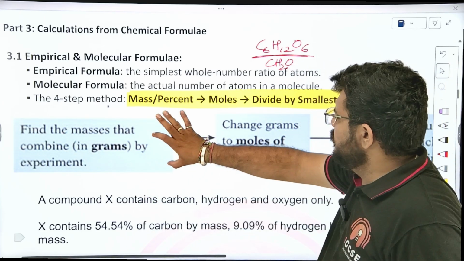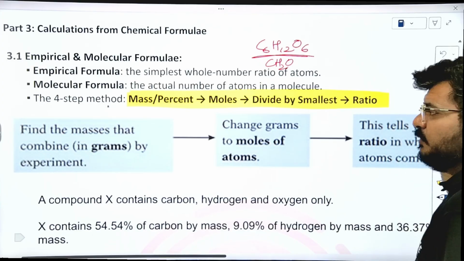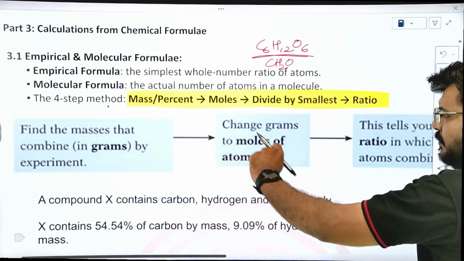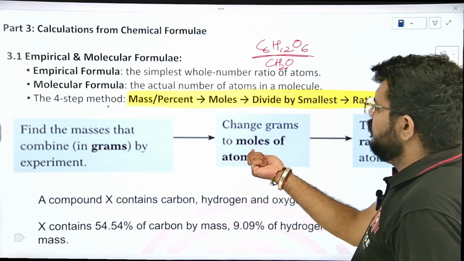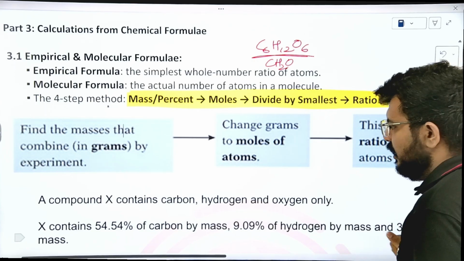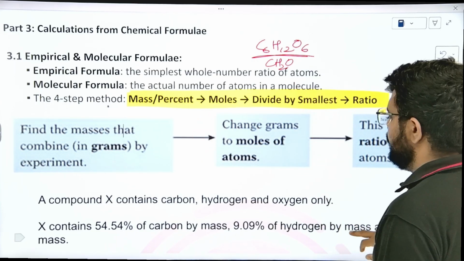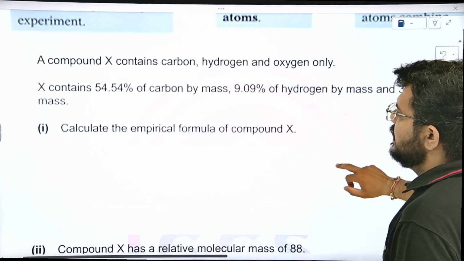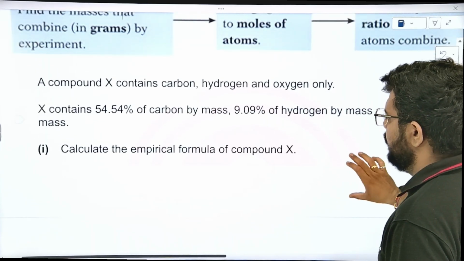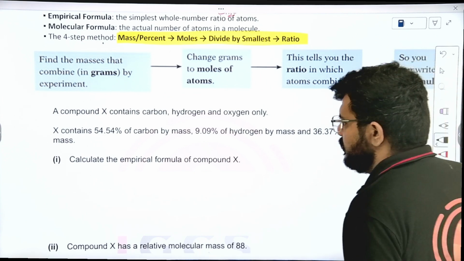Now if you are able to see this diagram, it also tells you the same story. It's trying to tell you: find the masses that combine by experiment, change grams of atoms to moles of atoms, and this tells you the ratio in which they combine. Now let us go through this 4-step method, and let us also understand using the example that we have, right? Let's zoom. Okay, perfect. I hope this is visible properly.